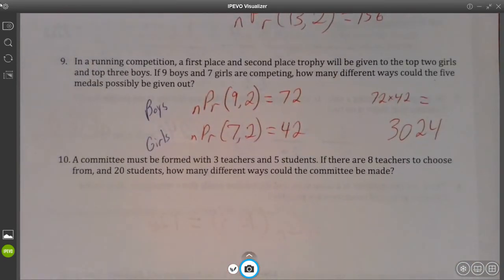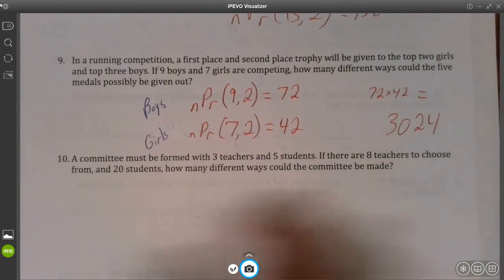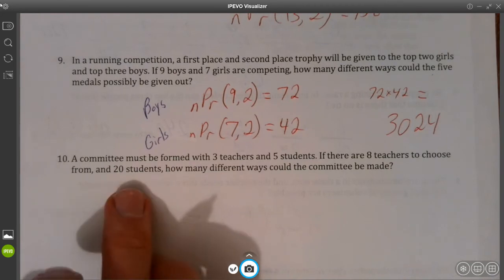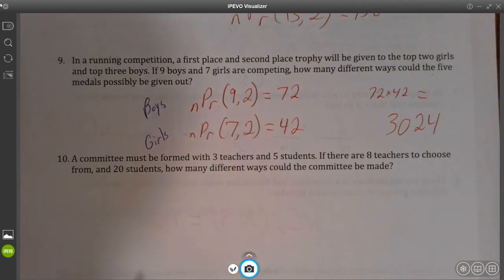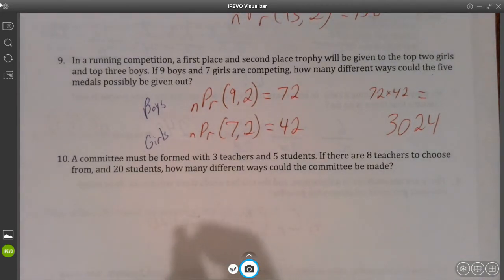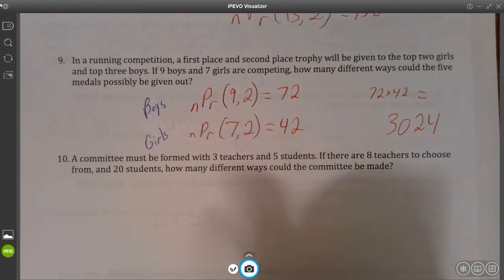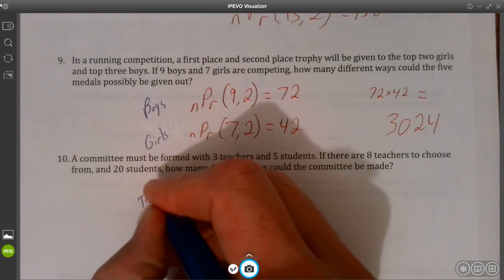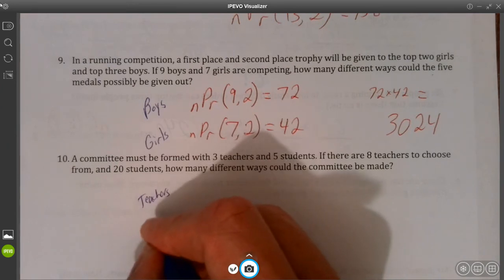Let's do this last problem. A committee must be formed with 3 teachers and 5 students. There's 8 teachers to choose from. That's a small school. And 20 students. That's a small school. How many different ways could the committee be made? Maybe that's not the whole school. Either way, here we go. We're going to have 2 different categories. We're going to have teachers. We're going to have students.